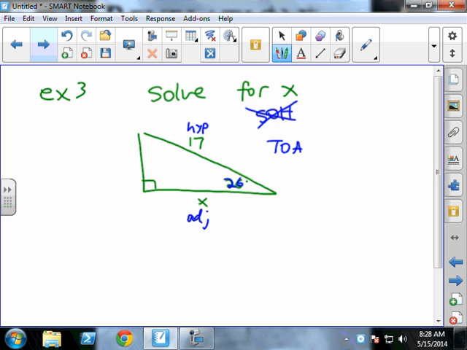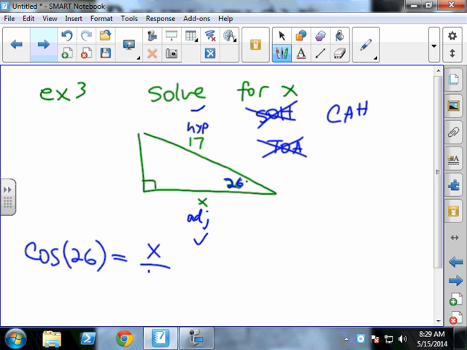The tangent relates the opposite to the adjacent. I don't know anything about the opposite side, so the tangent's out. I wonder if the cosine will work. A C and an A and an H. The A, got that. The H, got that. That's the one. The cosine of the angle equals something over something: x over 17.